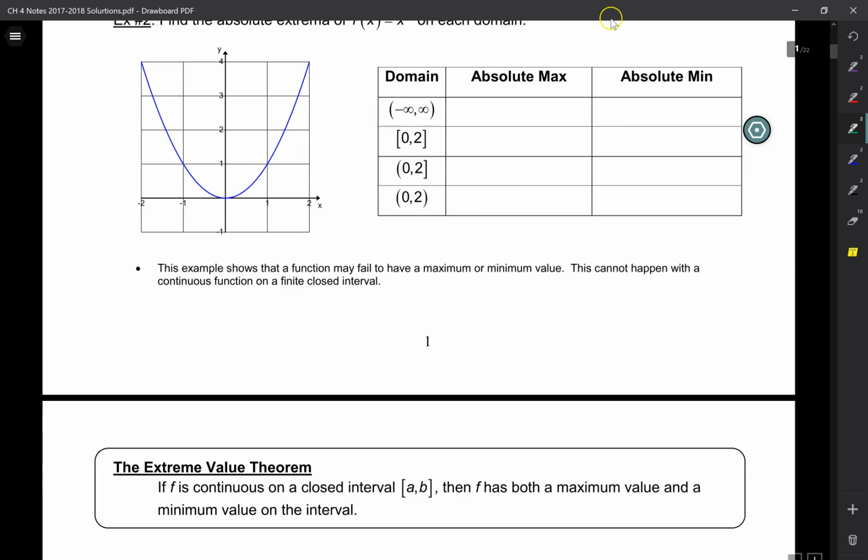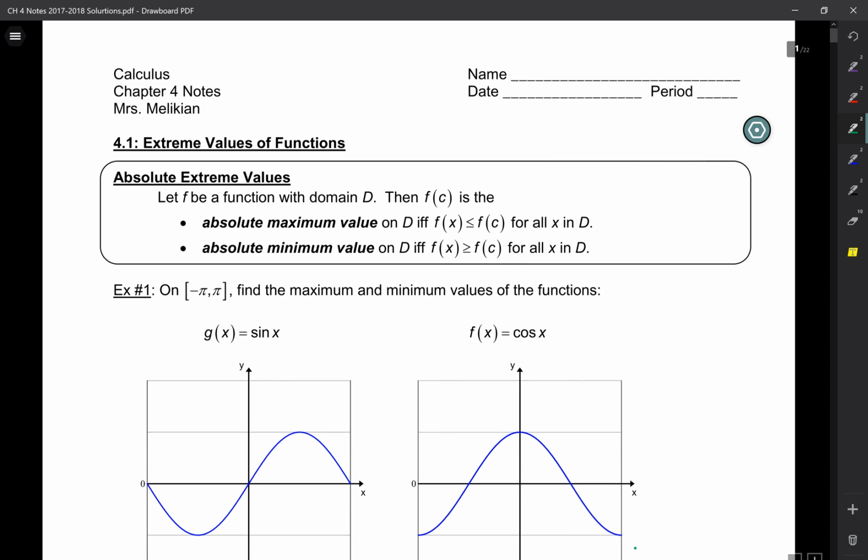So let's start with just the basics. We're going to talk about extreme values, extrema, or minima and maxima. And I know you know that term because we covered it in algebra and in pre-calc. So anytime a function reaches a high value, a maximum value, or a minimum value, that's an extrema.